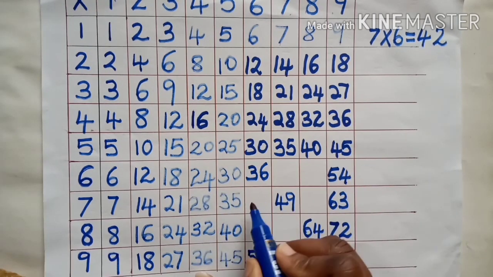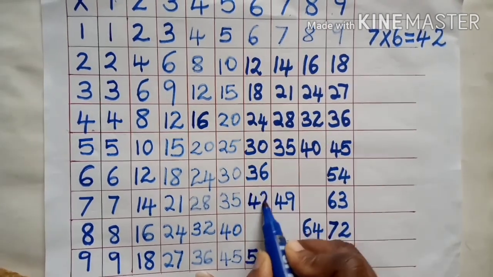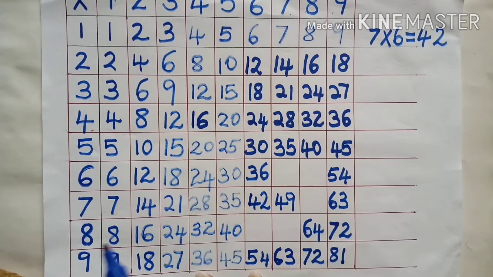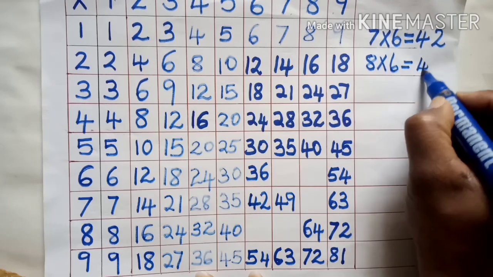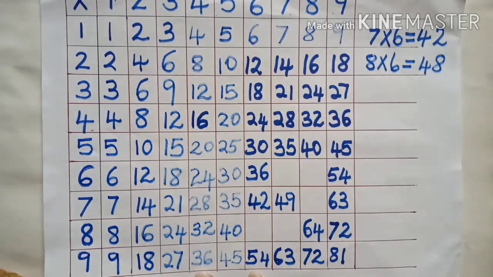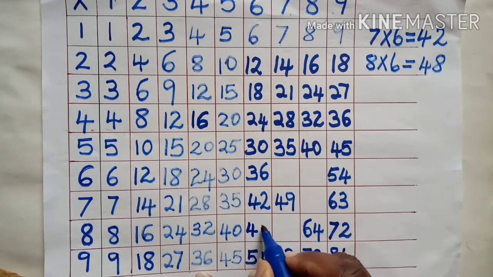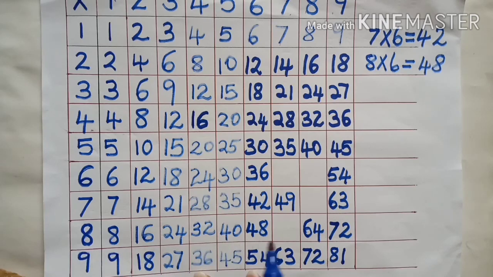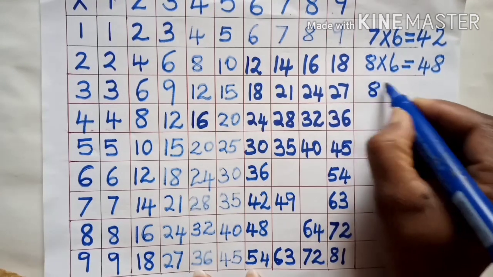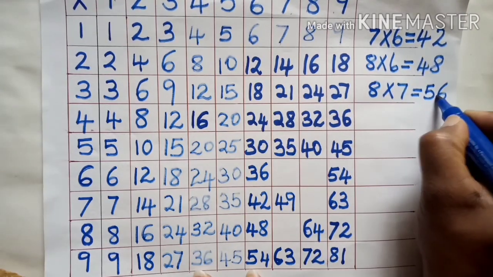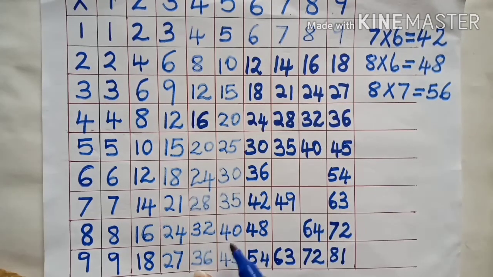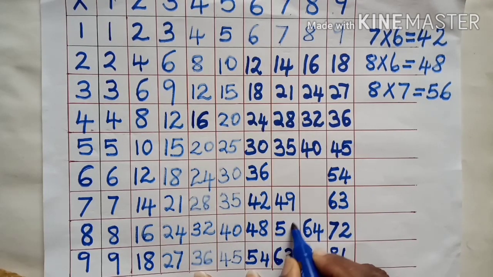So here we can write 42. 8 times 6 is 48. So here we write 48, and then we have 8 times 7. 8 times 7 is 56. So let me write 8 times 7 is 56.